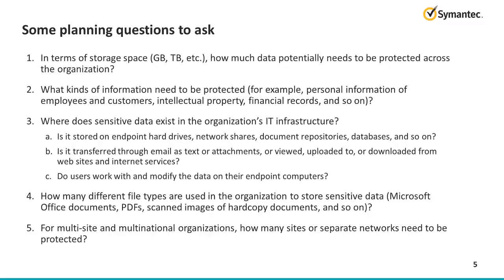How much data potentially needs to be protected across the organization? How much storage space is needed? What kinds of information need to be protected? For instance, personal information of employees and customers, or intellectual property, or financial records. Where does sensitive data exist in the organization's IT infrastructure? Endpoint hard drives, network shares, document repositories, databases? Is it transferred through email as text or attachments? Or is it viewed, uploaded to, or downloaded from websites and internet services? How many different file types are used in the organization to store sensitive data? And for multi-site and multinational organizations, how many sites or separate networks need to be protected?